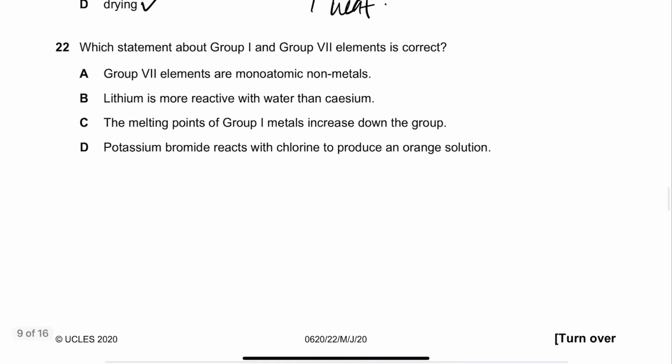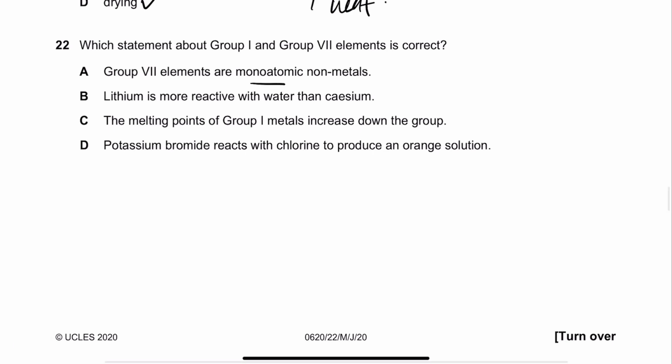Okay. Now it says which statement about group 1 and group 7 elements is correct? Group 7 elements are monatomic? No, they are diatomic. Gases, chlorine, bromine, iodine, they're all diatomic. Yeah, they consist of two atoms. Lithium is more reactive than cesium. No, cesium is more reactive because down the group the reactivity increases. And I've given you guys the reasoning for that good stuff.